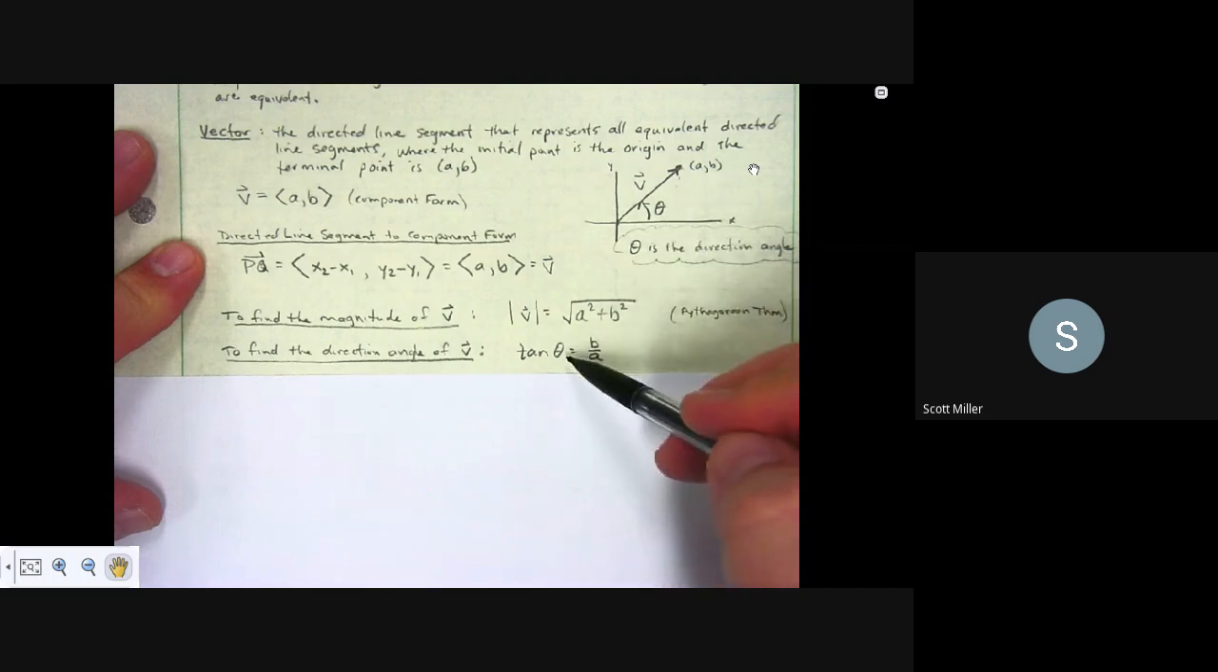Also in this right triangle, A and B would be here. I have this angle right here. I can use the tangent function as B over A to find the direction angle of my vector. So this is how you would find those two pieces of information when you're given a vector in standard form. There's a vector called the zero vector.